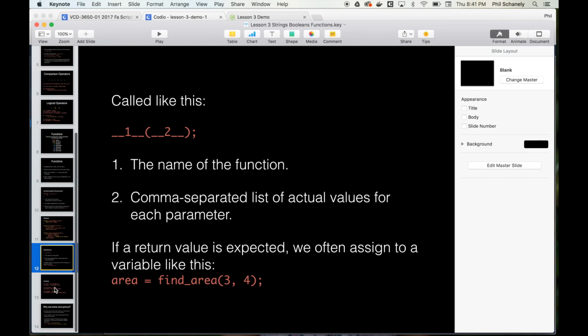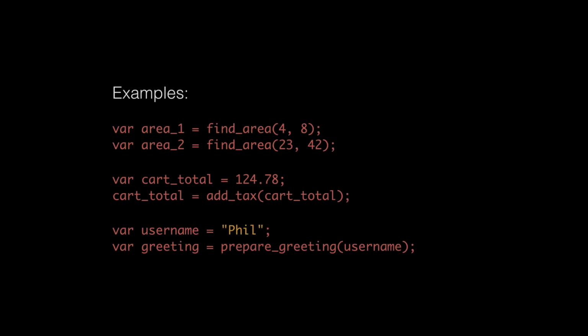All right, what's next? Oh yeah, we showed a couple examples of calling functions here. So you can see we've called find area with two different sets of values, 4 and 8, and 23 and 42. And we've called the add tax function down below with the value 124.78 passed in. And we've called the prepare greeting function passing in the username Phil. So feel free to step back and test out each one of those functions if you'd like.